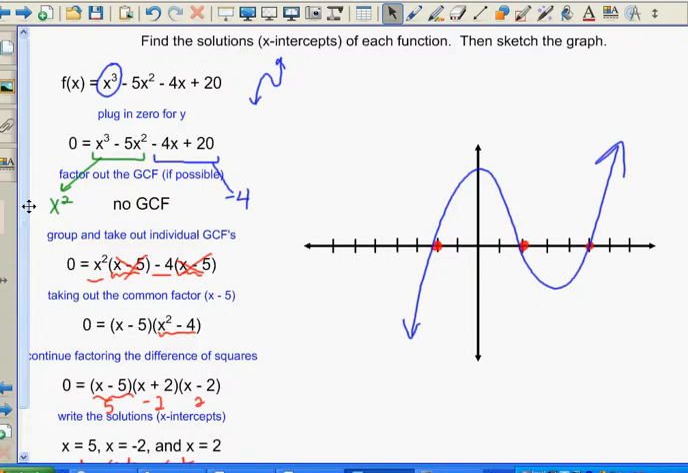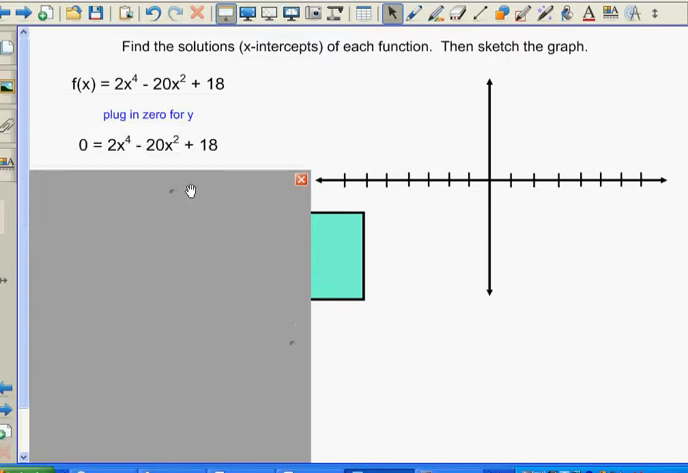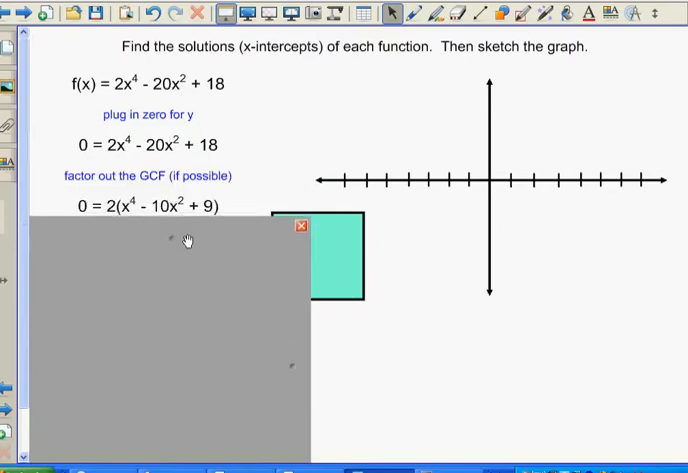Okay, let's try another one. One more example. So again, I want you to graph this, but you have to find the solutions, find the x-intercepts. So first things first, plug in 0 for y so we can find our intercepts. Then GCF always, do we have something that comes out of everything? So 2 can be taken out of everything, but no x's. So let's just take the 2 out, and double check that. Make sure if you distribute that, it ends up being the same thing as what it originally was.